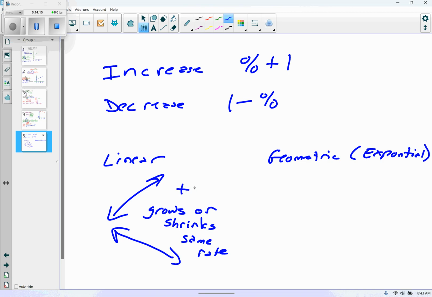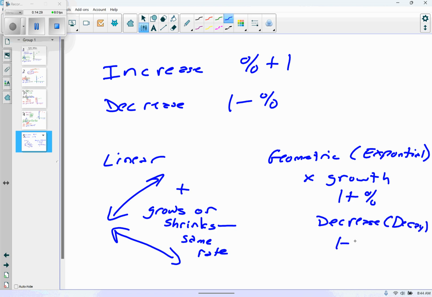So this is if you're adding or subtracting. If it's geometric, that means we're going to be multiplying. So growth is going to be 1 plus the percent, and decrease or decay, sometimes they call this decay, will be 1 minus the percent.